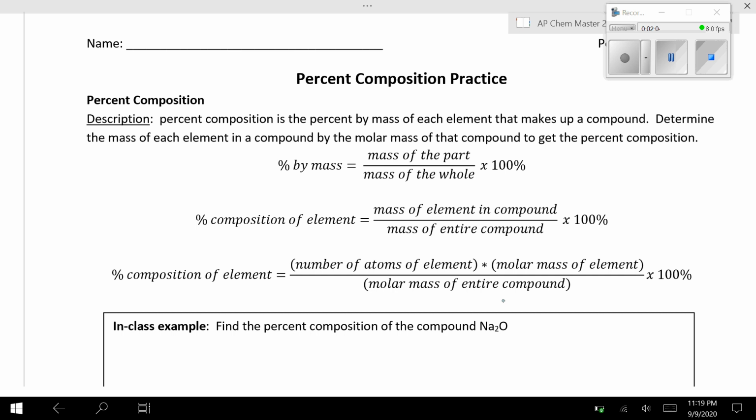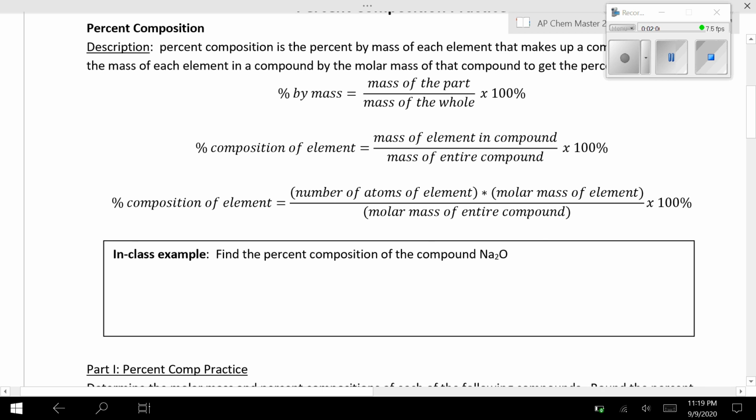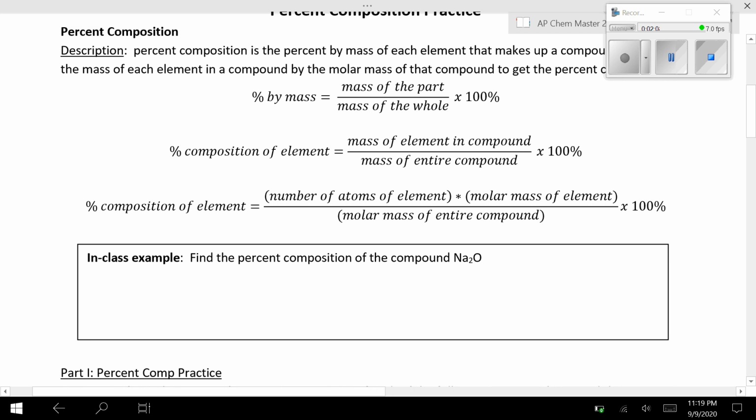All right, so we're going to look at this example. Find the percent composition of the compound sodium oxide. It's an ionic compound, it's got two elements in it. So to find the percent composition, we're going to say what percent of it is sodium and what percent of it is oxygen. Let's look at the sodium one first. To find the mass percent, we're going to take the mass of the sodium divided by the mass of the entire thing.